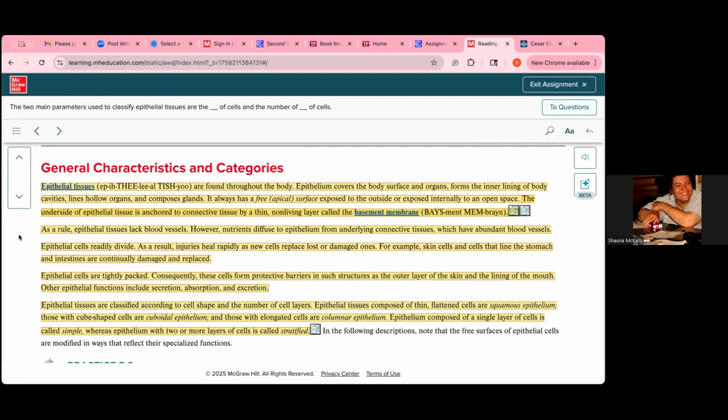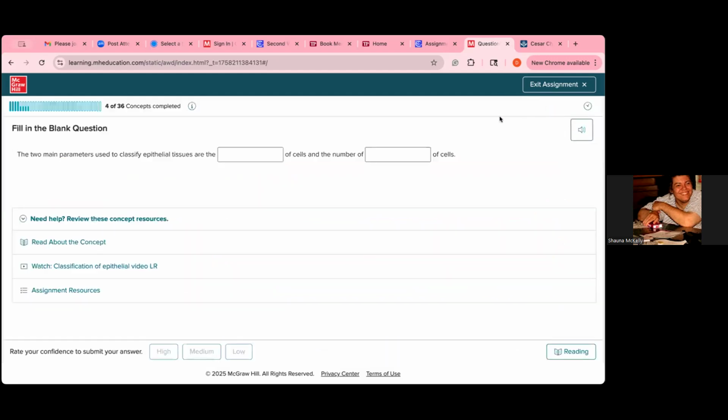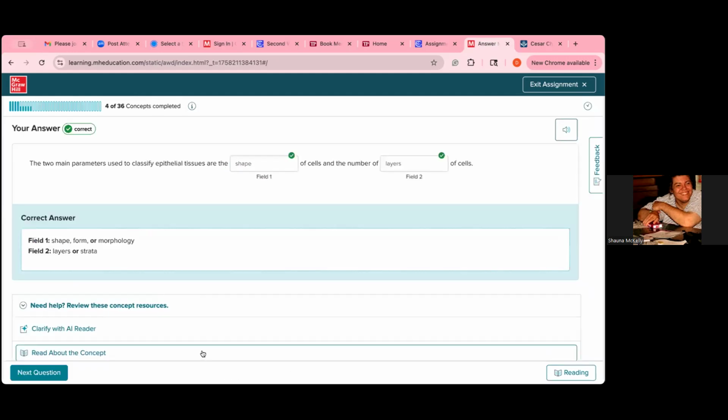So let's go back to the question. The two are the shape of cells. Shape goes in the first box. And the number of layers of cells. Layers. Good job.